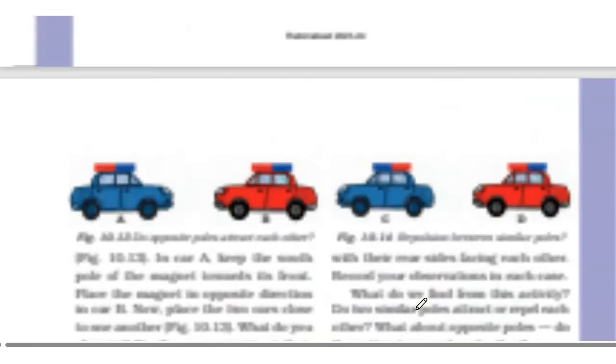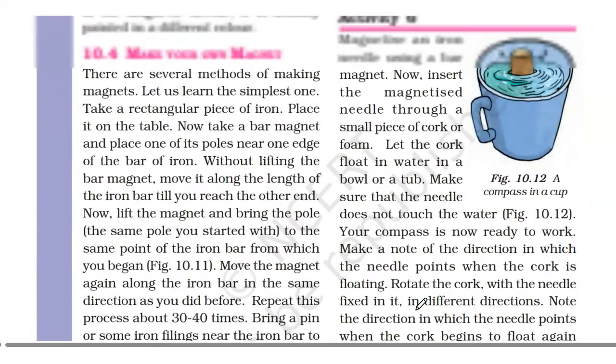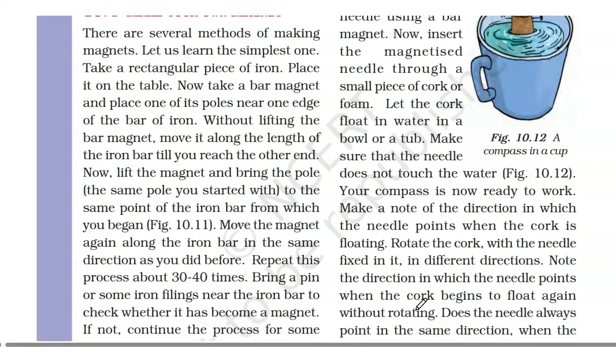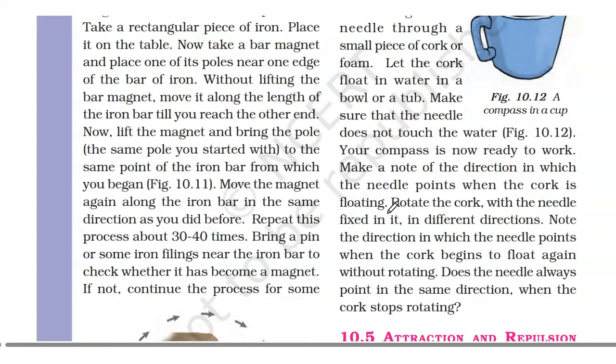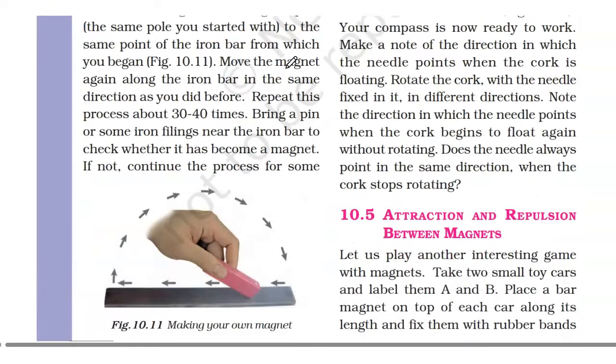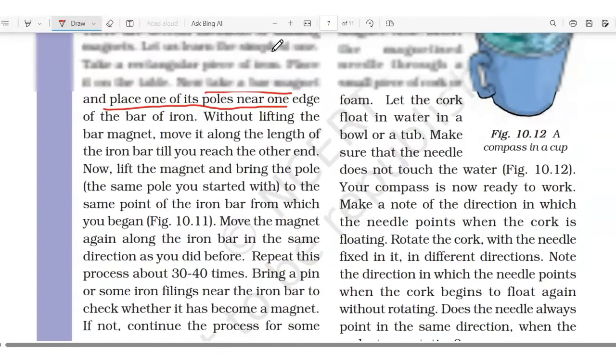The method is given to you in your NCERT book here. Make your own magnet. Take a rectangular piece of iron, place it on the table. Now take a bar magnet and place one of its poles near one edge like this. Suppose you placed it here and slowly you have to drag the magnet in this direction without lifting it. Then lift it up like this, and then again go and keep repeating this. Okay, so let us read through so that you can construct your answer.